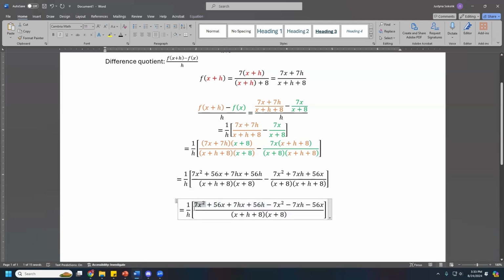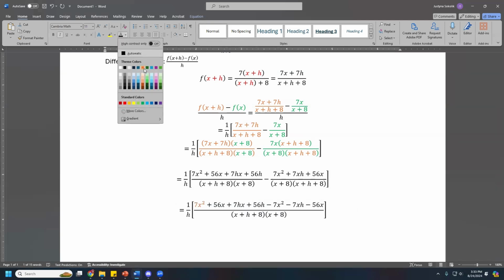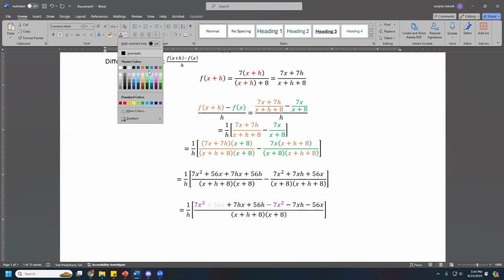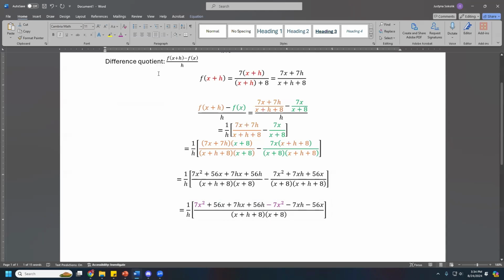So what I mean by that is take a look at this 7x squared over here. I'm going to color code it purple. You'll notice later on over here, I'm subtracting 7x squared. If I rearrange these terms, I'm going to get 7x squared minus 7x squared. Those things cancel each other out. Similarly, if I take a look at this plus 56 over here, I'm going to color code it blue. I end up subtracting the 56x over here.